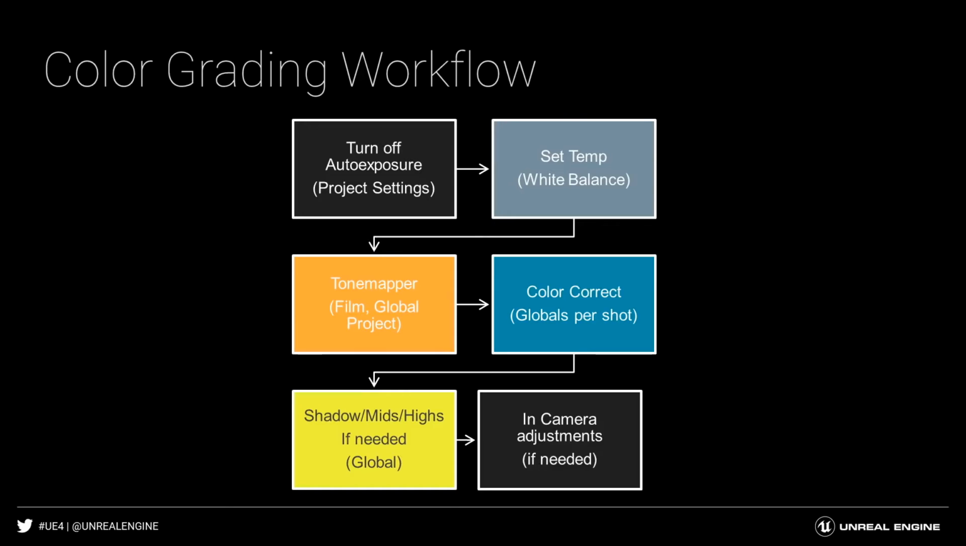From here, you're ready to work with the tone mapper, and this is done on a global or project basis. So once you've set your tone, you're ready to move on to your color correction workflow, and the color correction tools are meant to be used on a per-shot basis. You'll see in the color correction workflow that the first option you'll have is global settings, and generally you want to adjust your global settings first, and then if you need to, go back and adjust shadows, midtones, and highlights separately.